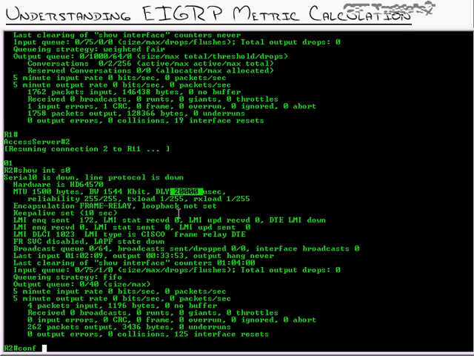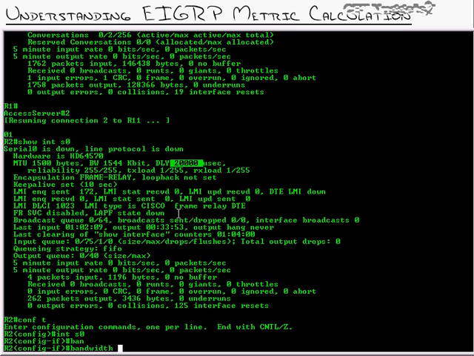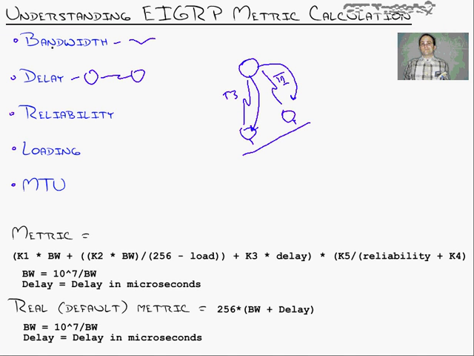Because you can go under the interface, and we know how to configure the bandwidth, right? We just type in bandwidth and a value. But not many people know this: you can also type in delay and a value there. Look at that. So both of those are statically configured values.